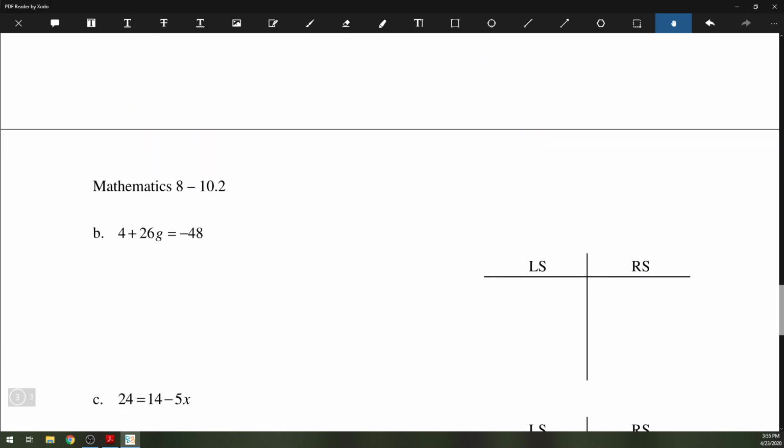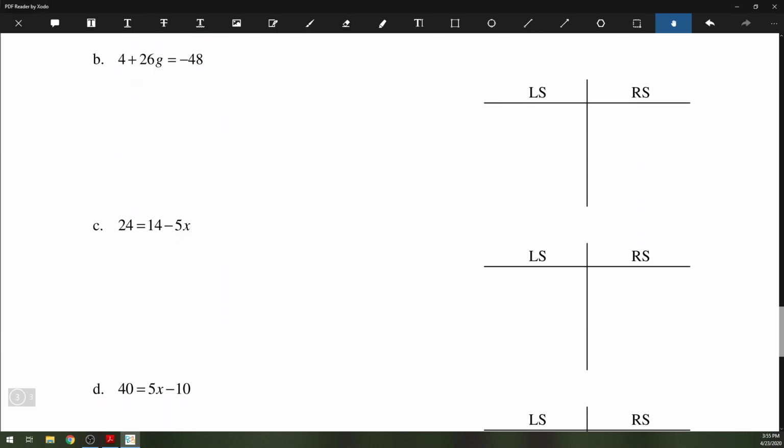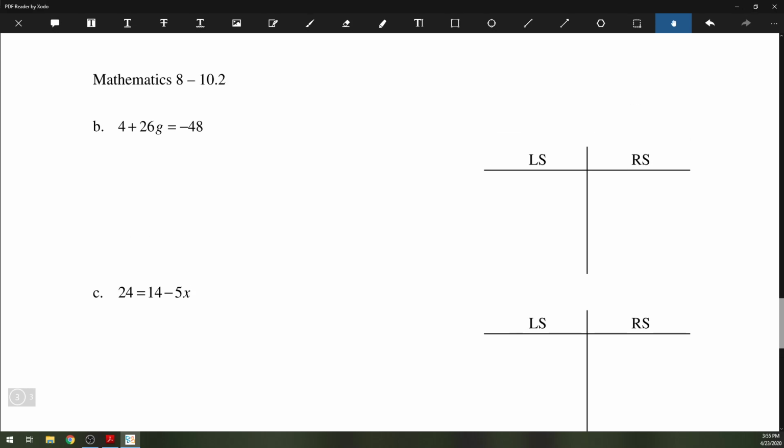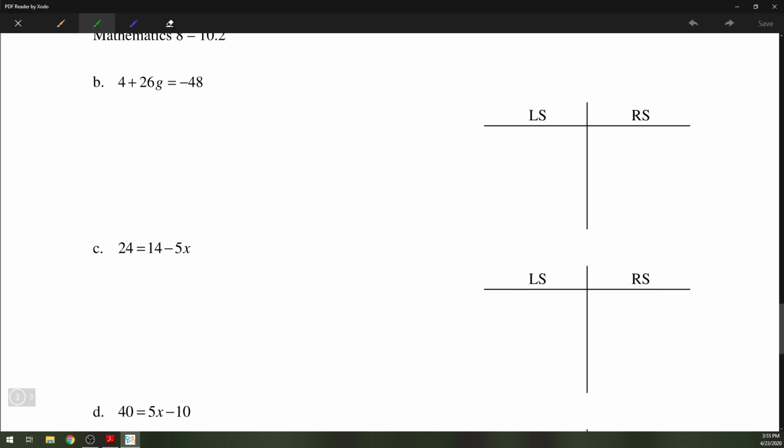So a couple more examples here then. Again, we're involving more negative numbers. In this case, we want to subtract 4 from both sides. So you'll be left with 26g is equal to -52. And you can divide both sides by 26. And then, of course, g will be equal to -2.